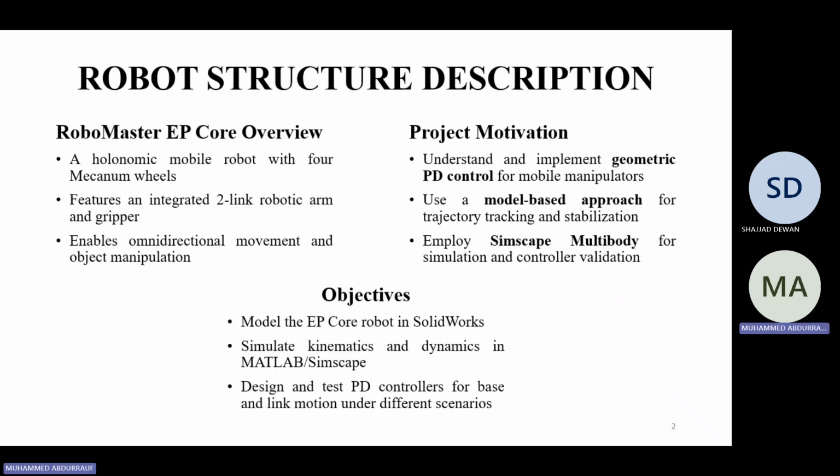The Robomaster EP Core is a holonomic mobile robot with 4 mecanum wheels, and these wheels allow for omnidirectional movement. It also has an integrated robotic arm manipulator, which has a gripper attached to it, and that allows for movement basically.